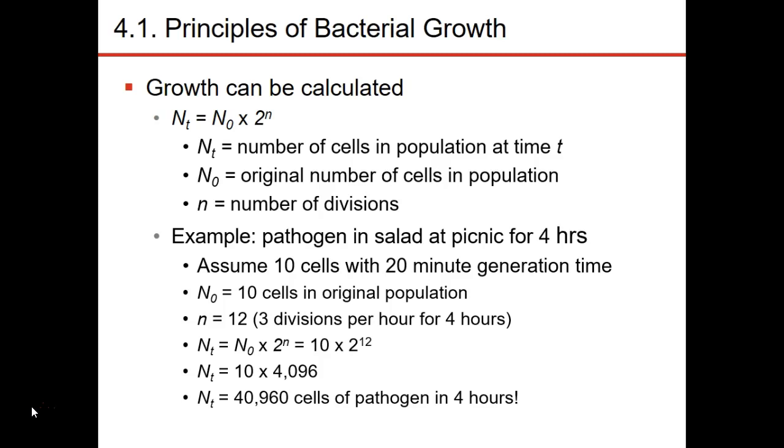So now we know that NT equals 10 times 2 to the 12th. So if we do 2 to the 12th, we get 4,096. So NT equals 10 times 4,096, which means NT equals 40,960 cells that are found in your potato salad after 4 hours of sitting out.